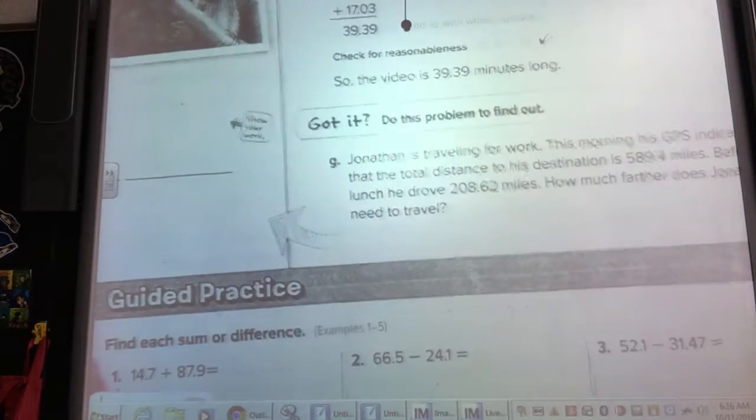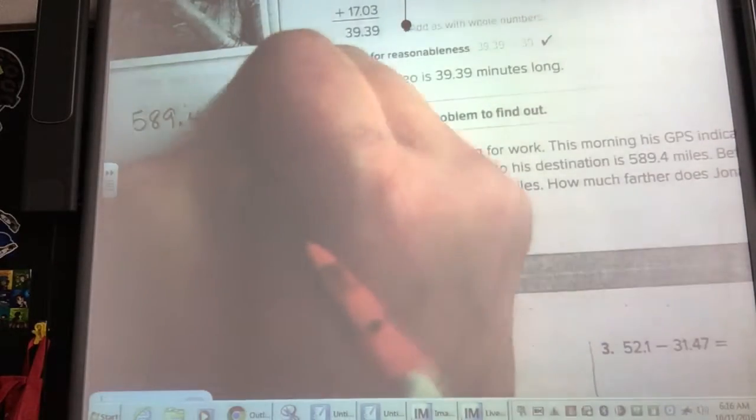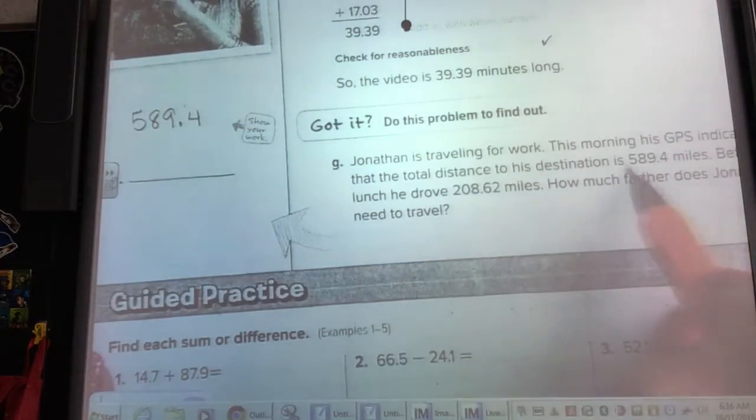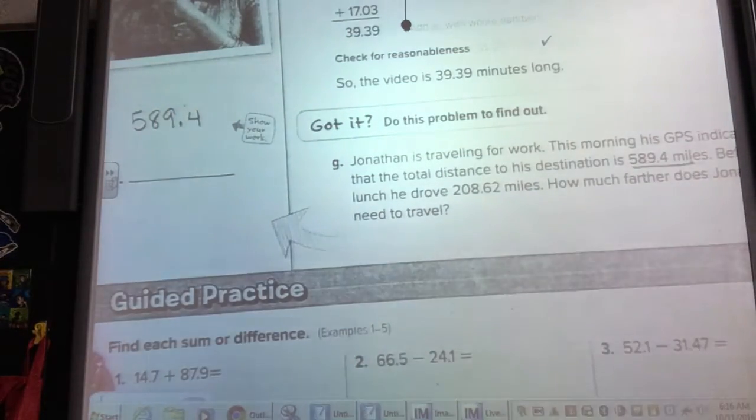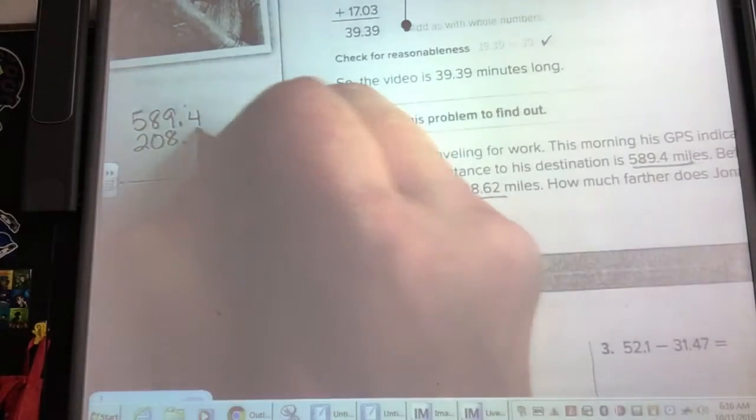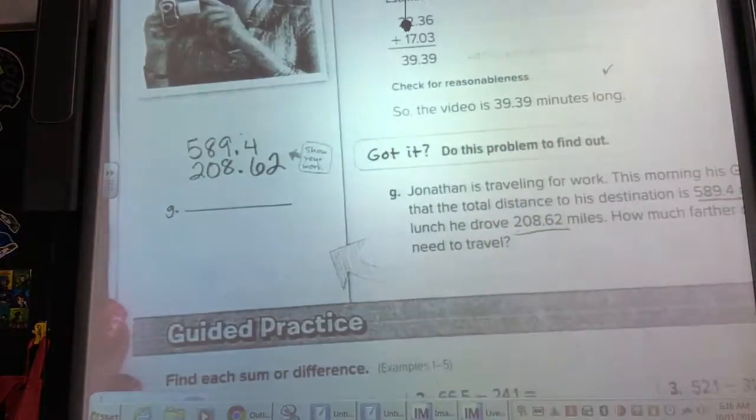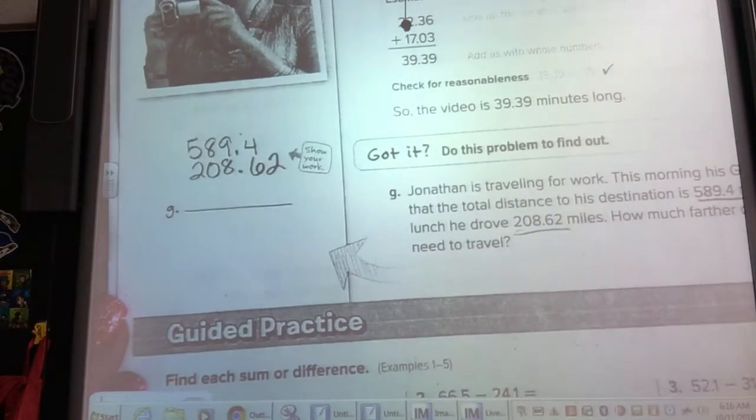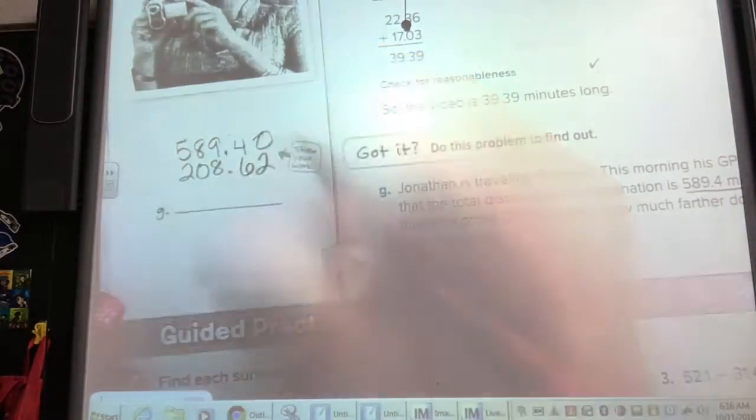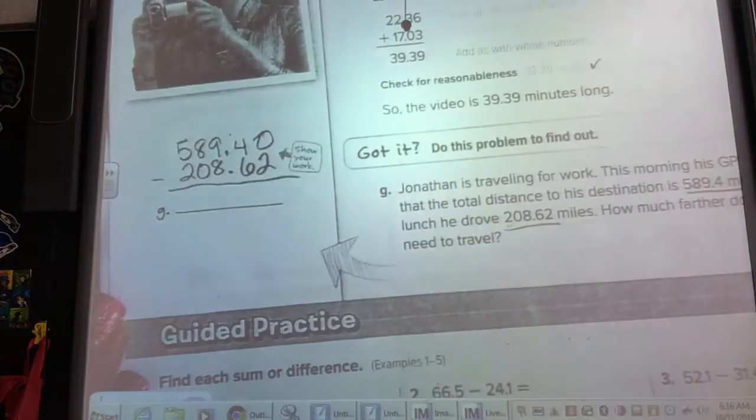Off to the side here, I'm going to write 589.4, because that's the total we were going to go. And then I'm going to look here, 208.62. 208.62 is how far we have gone. What's our problem right now? What are we missing? That's right, we need to put in a 0. All right, let's subtract so we can see how much further we have to go.